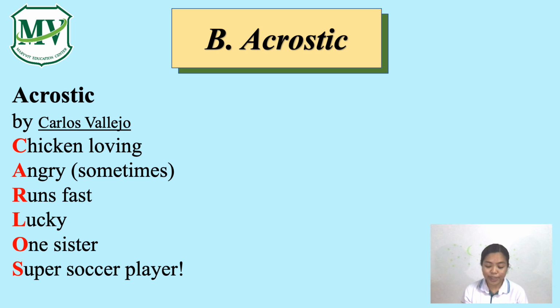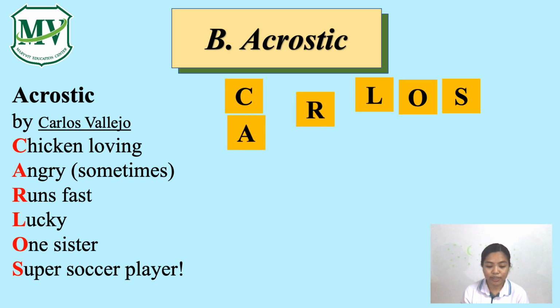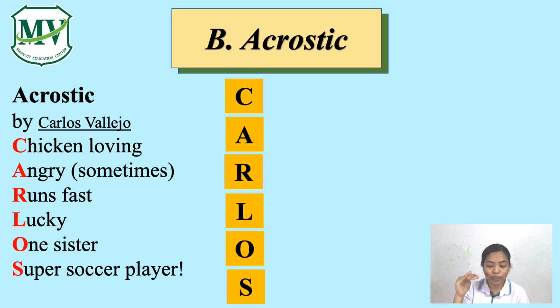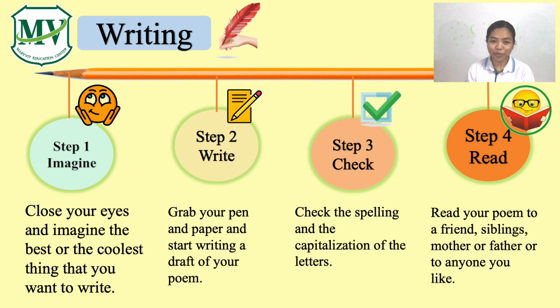What you have to do in this model is to choose a word. It could be a person, a place name, an animal, or a school subject. As you can see in the example, he used the name Carlos. Then he put the letters in a vertical line and wrote a word or a phrase beginning with the letter of each line. Example, C for chicken loving. You have to describe everything that you have chosen. I'll have a feeling that I'll be reading a lot about your friends. Please remember these steps.